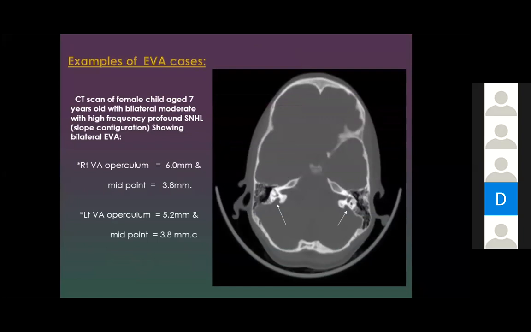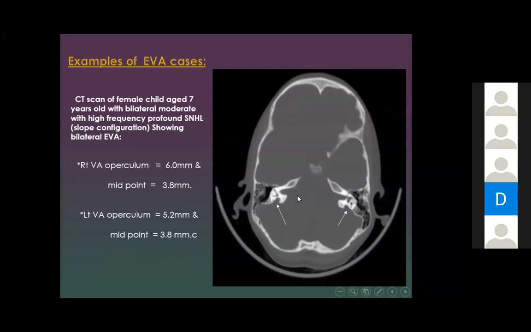This is a CT scan of a female child patient aged 7 years old with bilateral sloping sensorineural hearing loss from moderate down to profound, showing bilateral EVA. We can see the dimensions on the left. Both operculum measurements are more than 1.5, and the midpoint is more than 1 millimeter.